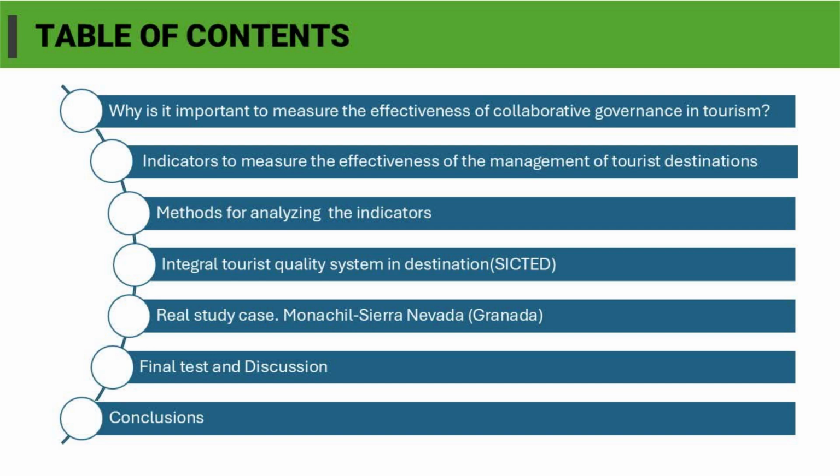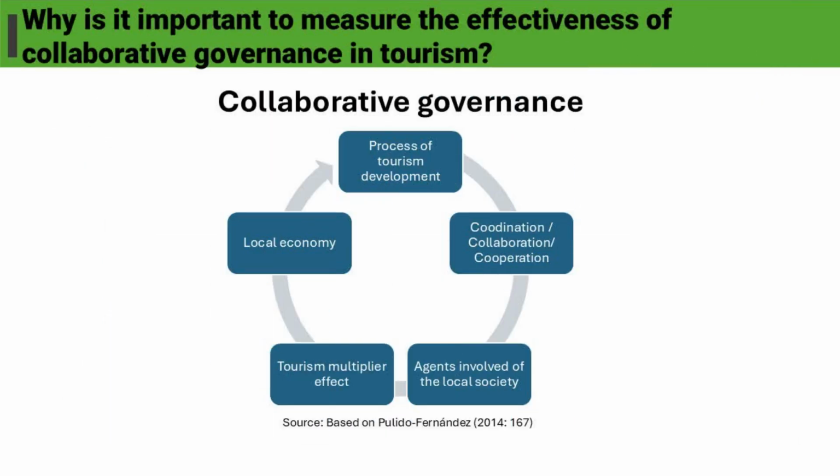We will continue analyzing a collaborative governance that is a comprehensive tourism quality system in destination. SICTD is a methodology of the Ministry of Tourism. Afterwards, we will see a real case of the SICTD of Monaco, Granada, and we will end with a test and some conclusions to facilitate the understanding of the contents. Starting from the definition of collaborative governance by Professor Carmen Perez and Professors Pulido Fernandez, we define it as the coordination, collaboration, and/or cooperation between the different agents involved in the tourism development process in a way that guarantees the multiplier effect of tourism on the local economy.